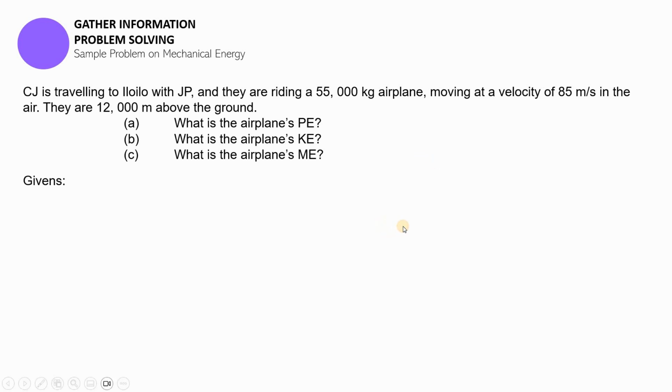The first among our givens is the mass of the airplane, which is 55,000 kilograms. And then yung velocity naman niya is 85 meters per second. And then yung kanyang height from the ground is 12,000 meters. Make sure that these units are the units that we need. If hindi, mag-convert ka muna. Now, yung nawawala are the following: potential energy, kinetic energy, at saka mechanical energy.